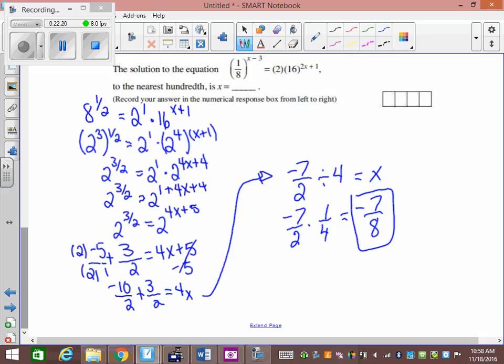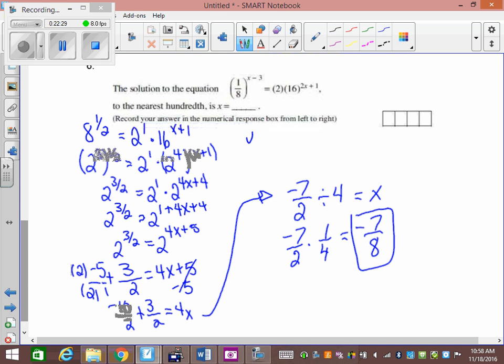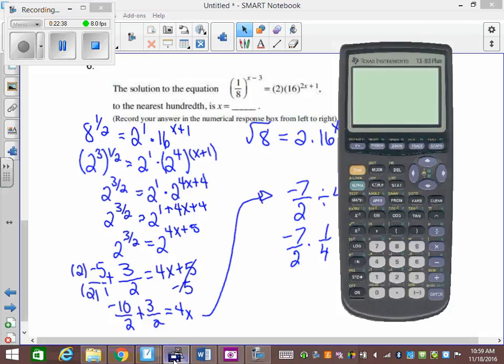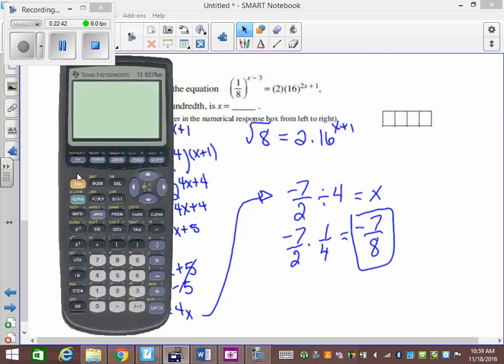Now I'm going to check it with my calculator. So the original was, I'm pretty sure, root 8 equals 2 times 16 to the x plus 1, correct? Y1, Y2. I have one variable. Whenever I have one variable and I'm solving with an equal sign, I can use Y1, Y2.